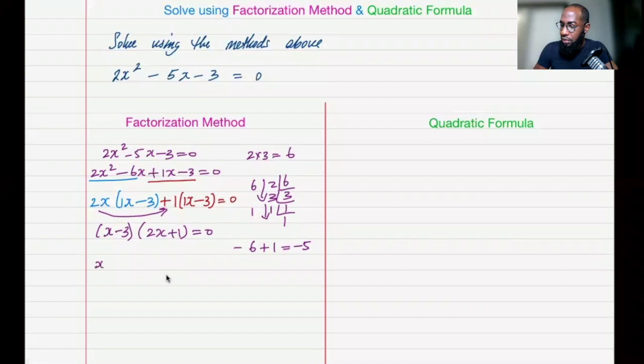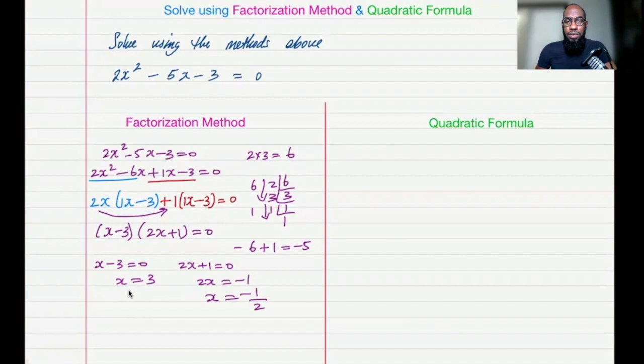So we have x minus 3 equals 0. When we transpose, x is equal to 3. We have 2x plus 1 equals 0. 2x is equal to -1. x is equal to -1 over 2. Now, what I like to do is name my x. This is x1, meaning the first x, and this is x2, the second x. So x1 is 3, x2 is -0.5. If somebody has x1 as -0.5 and x2 as 3, it doesn't matter, all right?